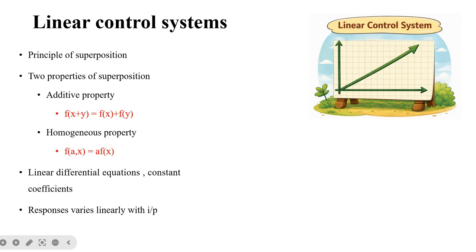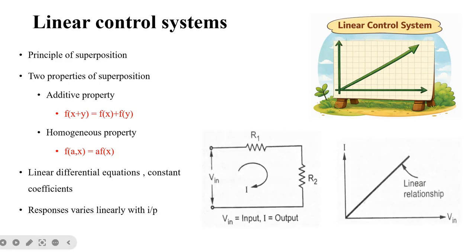Then the next condition is that the differential equations which describe the system must be linear, that is having its coefficients as constants. And the last is the response. Okay, it should vary linearly with the input, that is the forcing function, for the linear systems. So here one example is there. You are having a resistive network, that is it is having all the resistances. It doesn't have any capacitance or inductor here.